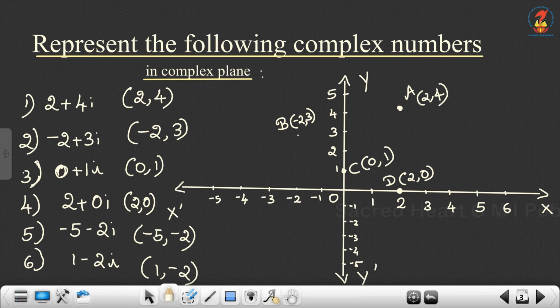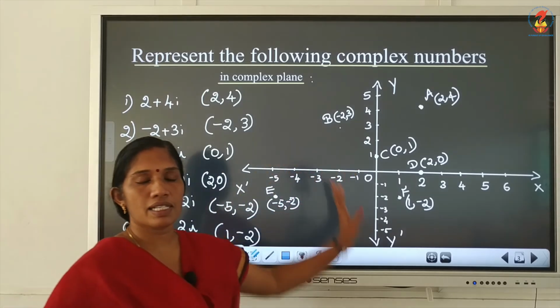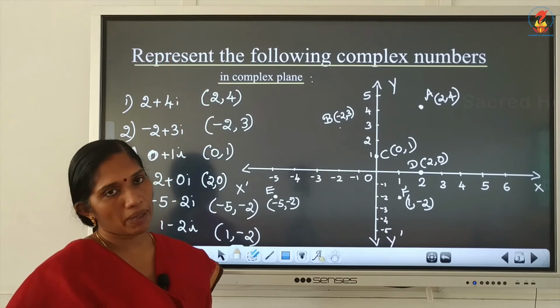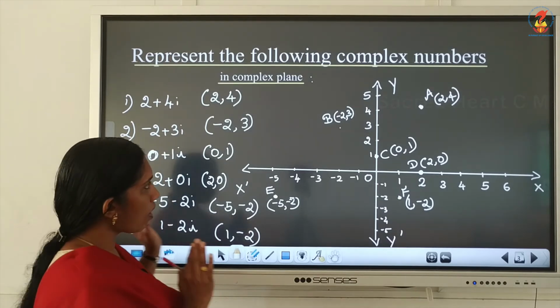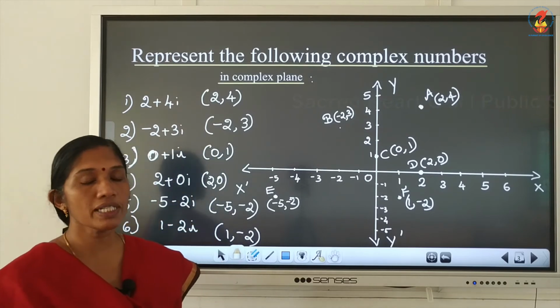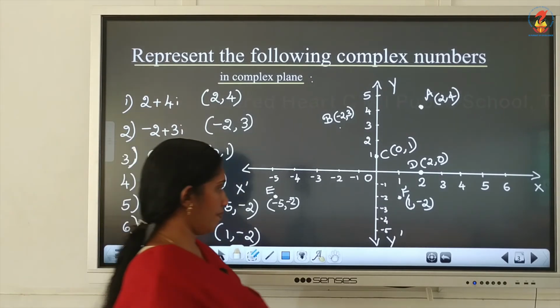Now, (minus 5, minus 2): in which quadrant? Third quadrant, minus 5 on the x-axis, minus 2 on the y-axis. So, let the point be E. Now, the last one, (1, minus 2): 1 on the x-axis, minus 2 on the y-axis, in the fourth quadrant, let the point be F. So, we can mark all the complex numbers in this xy plane. When we represent complex numbers in this plane, that plane is known as the complex plane or Argand plane.